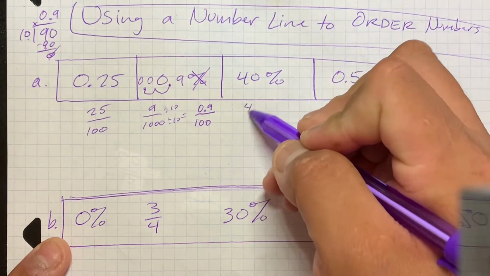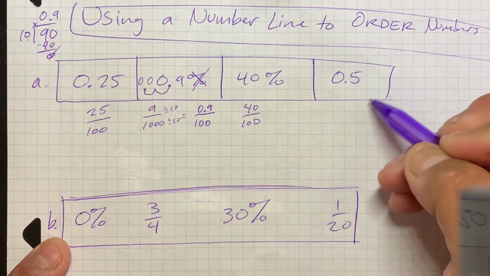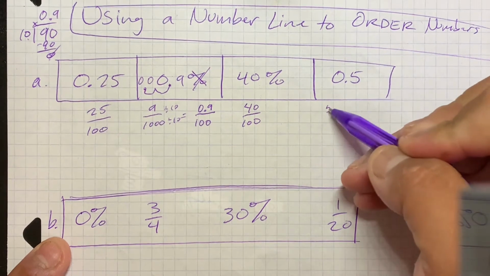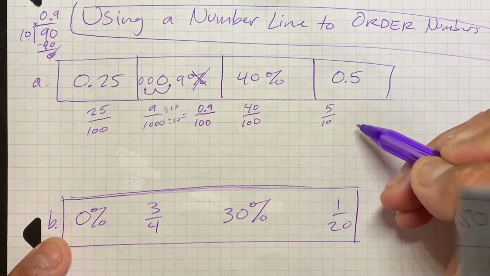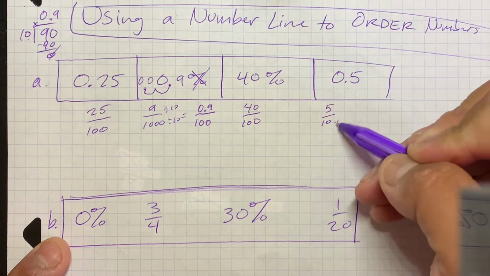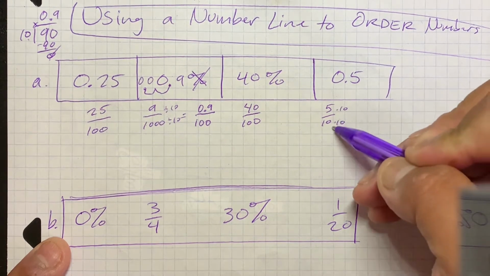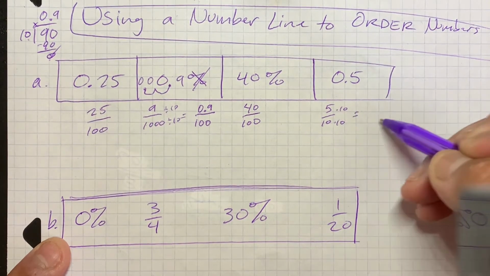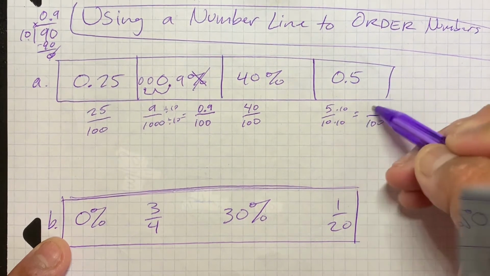40% is going to be 40 over 100, and then of course 5/10 is going to be 5/10. But you make your denominator 100 by multiplying by 10. What you do to the bottom, you do to the top. 10 times 10 equals 100. 10 times 5 is 50.